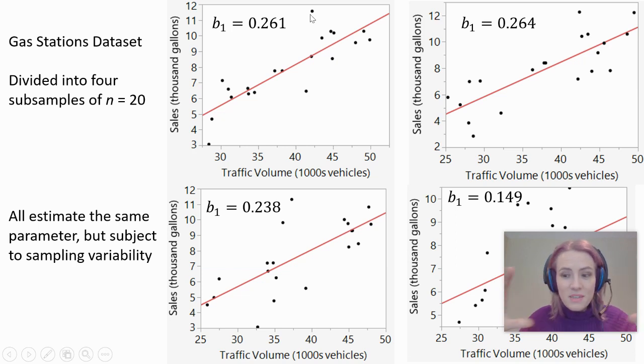We can, however, estimate with confidence. So coming up with a confidence interval to try to narrow in on where the true value of the population regression line slope lies.